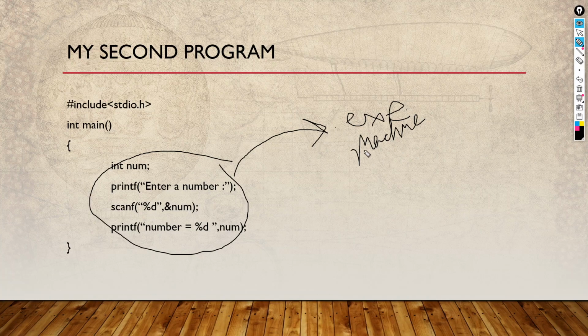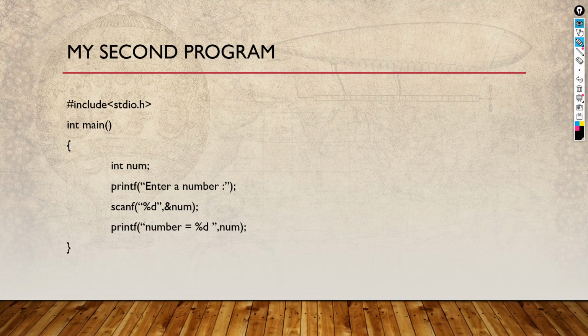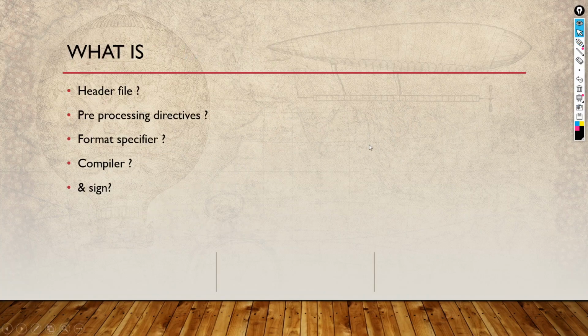There are lots of works of a compiler, so we'll get to know about that later. We'll discuss the compiler briefly after some videos, but right now just keep in mind that the compiler is responsible for creating the .exe file so that the machine can execute that file. And this ampersand sign is nothing but the address of operator. It fetches the address of the location.